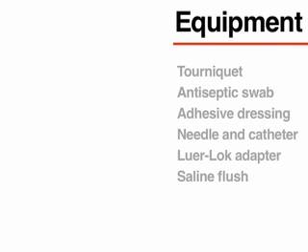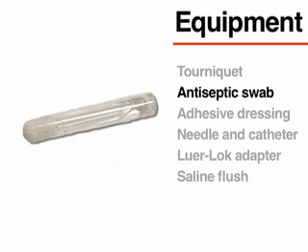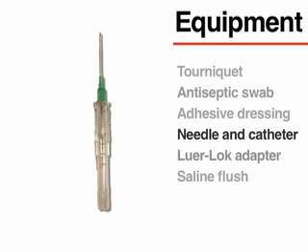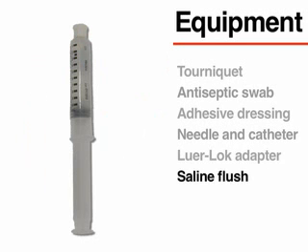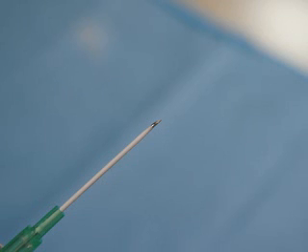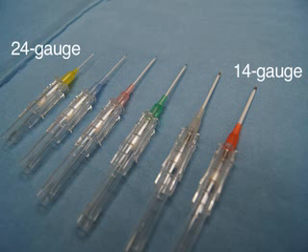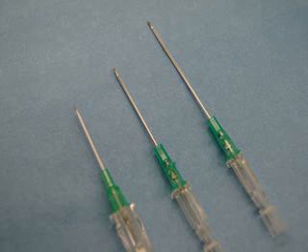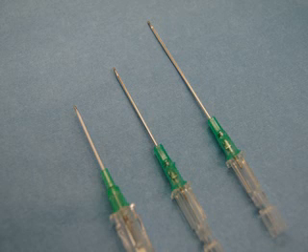Before starting the procedure, collect the necessary supplies. You will need a tourniquet, an antiseptic swab, an adhesive dressing, a needle and catheter, a Luer lock adapter, and a saline flush. The most common IV catheter consists of an inner needle and an outer catheter. Common sizes range from 24 gauge for newborns to 14 gauge for adult trauma patients. Most IV catheters are about an inch long, but longer catheters are available for cannulation of deeper peripheral veins.